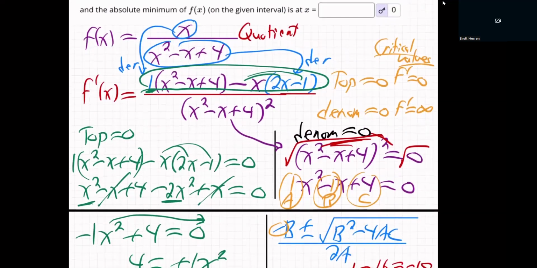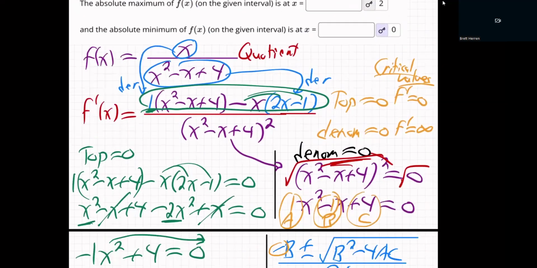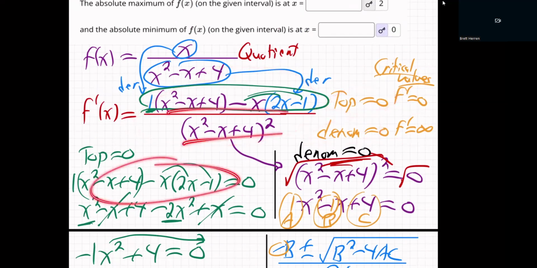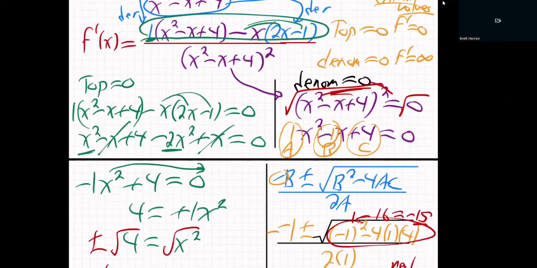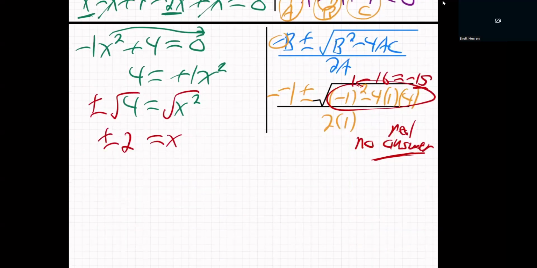So again, what have we done so far? Whenever you want to find the absolute max and the min, the first step is to find the critical values. You find the critical values by what makes the derivative 0 or infinity. So you take the top equal to 0 or the bottom equal to 0 of the derivative. I solved the top and got plus or minus 2. Take the denominator equal to 0 separately, and I got no real answers. The quadratic formula told me undefined. So my only answers are plus or minus 2. These are my critical values, plus and minus 2.